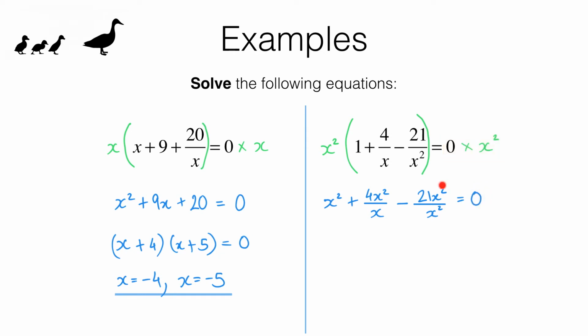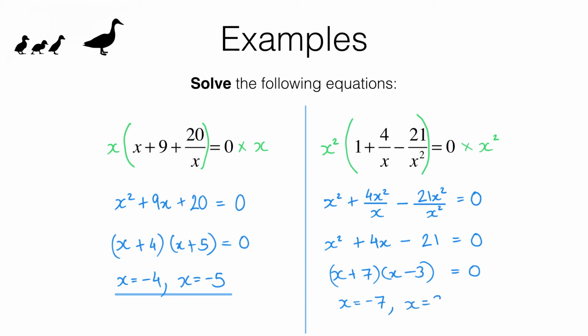Now, the left hand side here simplifies quite a lot. We've got x squared plus 4x squared over x, which simplifies to 4x, minus 21x squared over x squared, which just simplifies to 21 there. And that equals 0. Now, this looks like a quadratic equation that we are used to. We can factorize the left hand side here. That gives us x plus 7, x minus 3, and that equals 0. Therefore, our solutions are x equals -7, x equals 3.